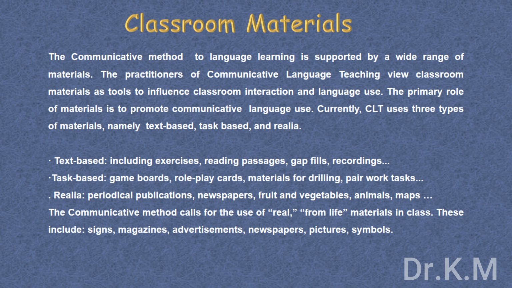Currently, the communicative method language uses 3 types of materials, namely text-based, task-based, and realia. Text-based, including exercises, reading passages, gap fills, recordings. Task-based, game boards, role-play cards, materials for drilling, pair work tasks. Realia, periodical publications, newspapers, fruit and vegetables, animals, maps. The communicative method calls for the use of real, from-life materials in class. These include signs, magazines, advertisements, newspapers, pictures, symbols.